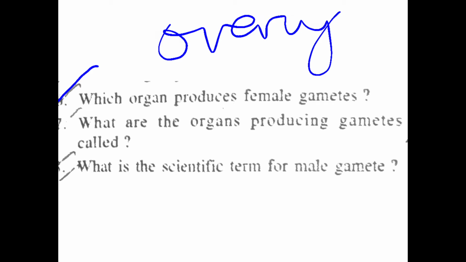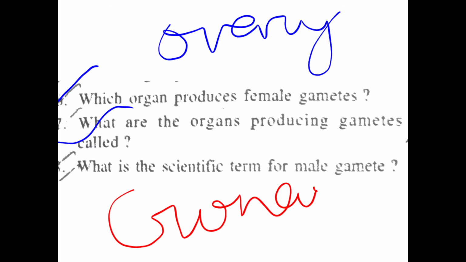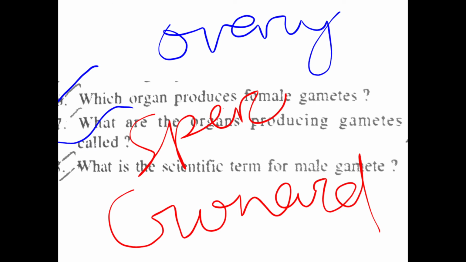Okay. What are the organs producing gametes called? The organ which produces gametes, in both male and female, is known as gonad, G-O-N-A-D. What is the scientific term for male gamete? The scientific term for male gamete is spermatozoa, or simply sperm. You can write spermatozoa or simply sperm, okay?